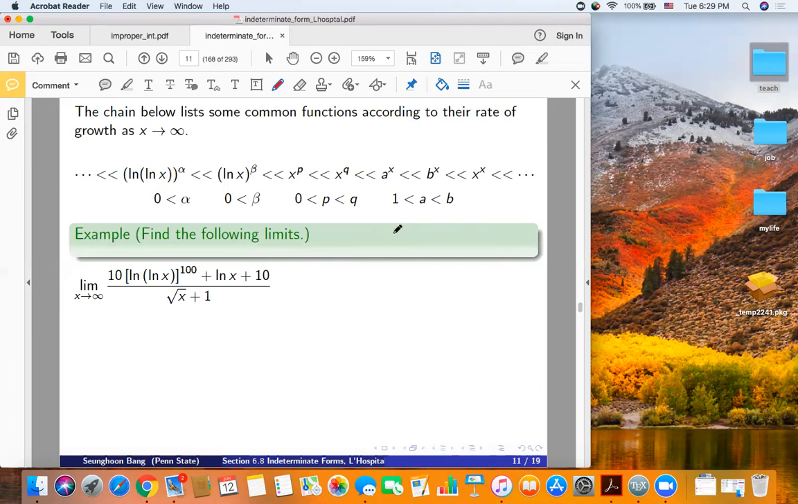Infinity. Answer is infinity. 0. 0. This is the idea. Answer is 0. You have to ignore constant.